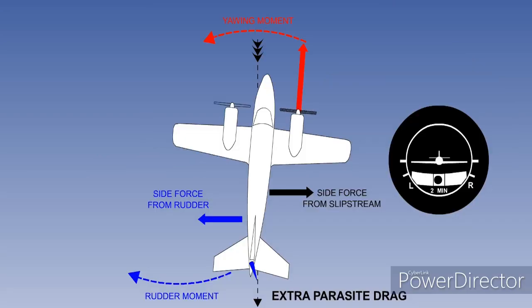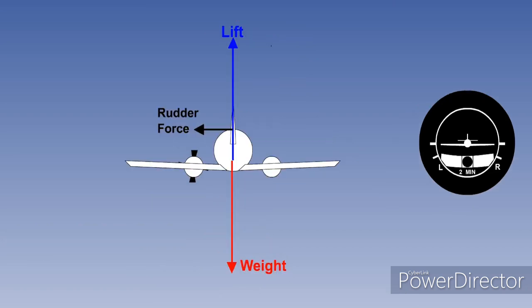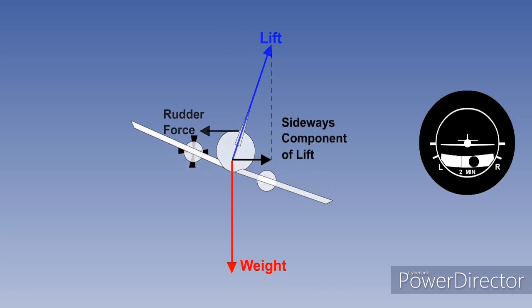The disadvantages are that extra parasite drag from the side slip will reduce climb performance, which would be vital when close to the ground, and that there is a possibility of fin stall if the side slip angle is excessive, which would worsen directional control problems considerably. It is more aerodynamically efficient to balance the rudder side force by banking towards the live engine, so that lift gives a lateral component to oppose the rudder force.